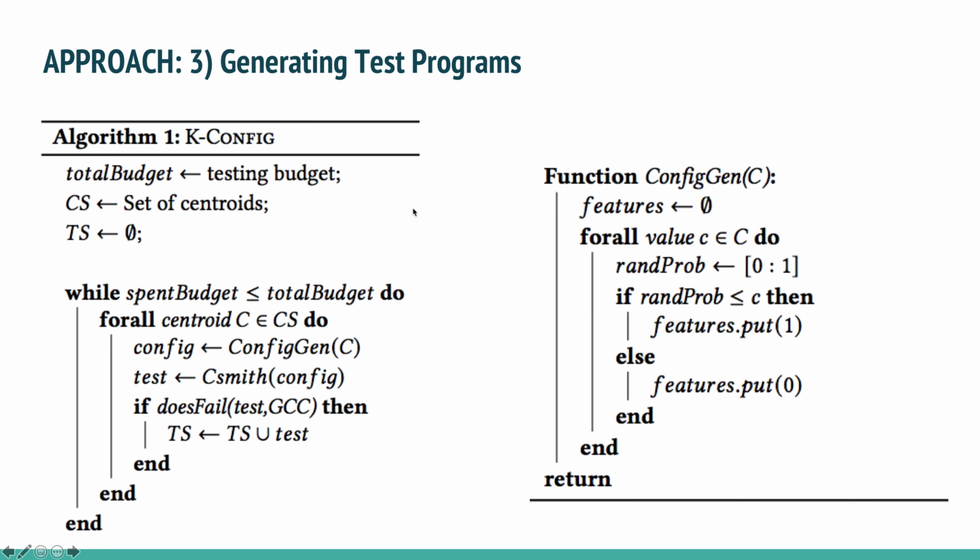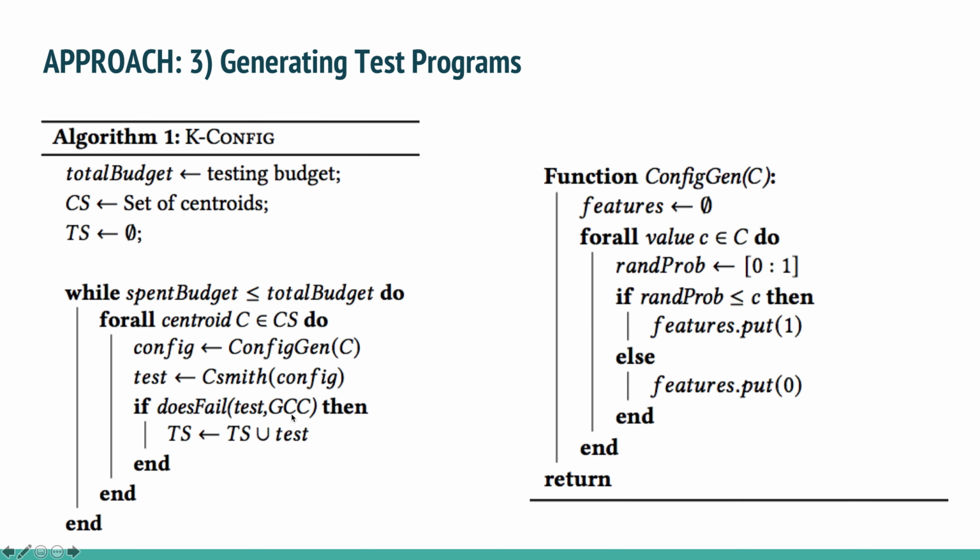At step 3, generating test programs, we use the centroid in X-means clustering to suggest a configuration for Csmith to generate test programs. To generate the configuration, we use the corresponding value of a feature in the cluster as the probability of including the feature in the test program.